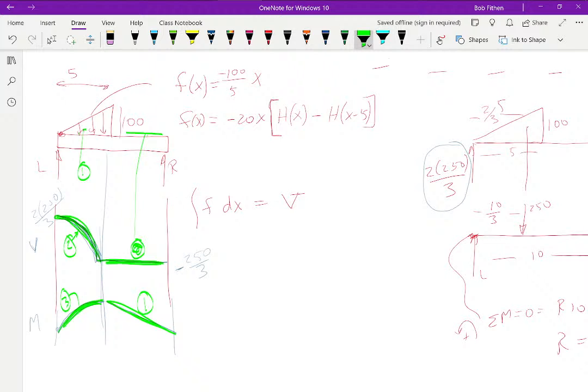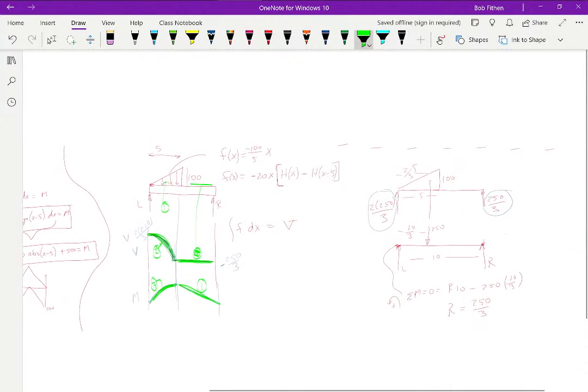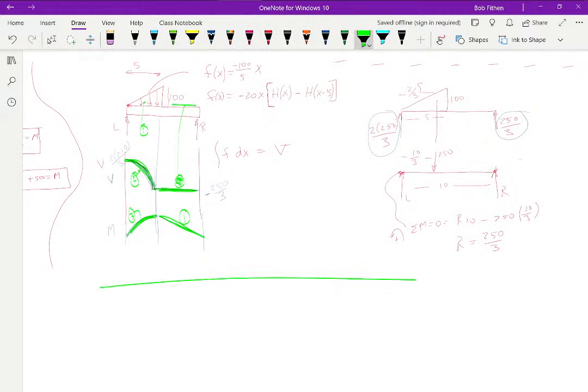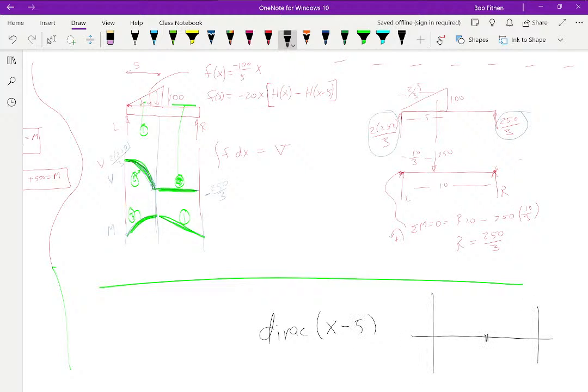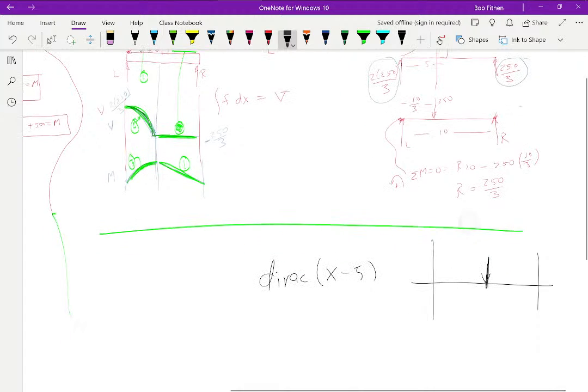And so, moral of the story, which is what I wanted to get to and why I wanted to do this, is that MATLAB can do beam analysis if you're willing to look at what's called a Dirac function. And what this is, x minus, say, 5. That means at x equal to 5, it has a value of 1 right there. So it's a point load.